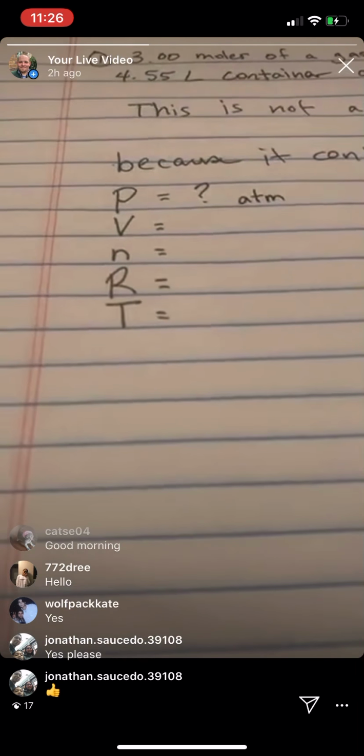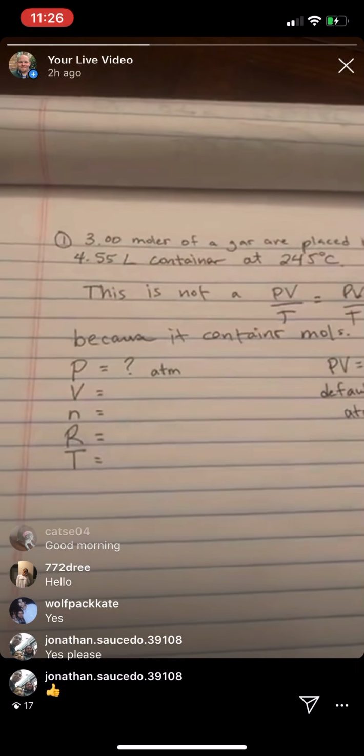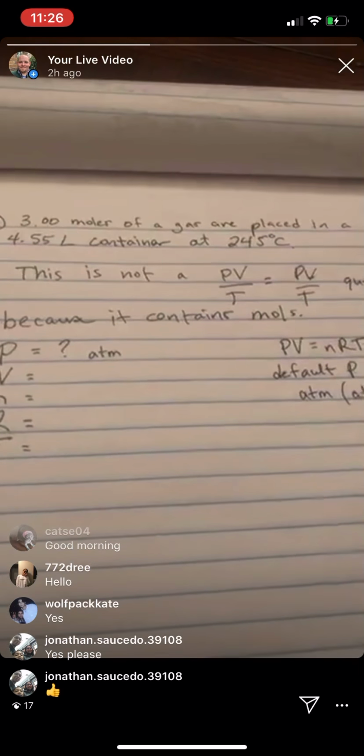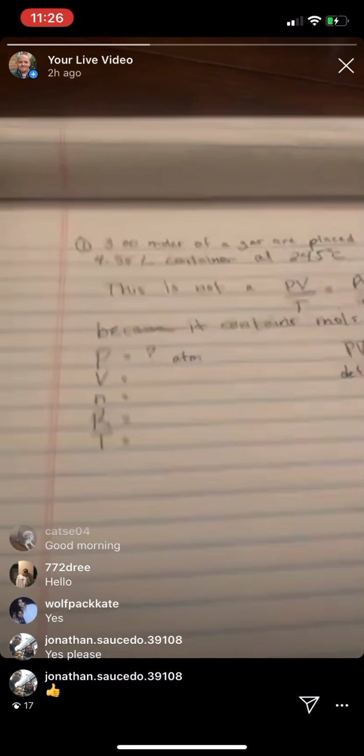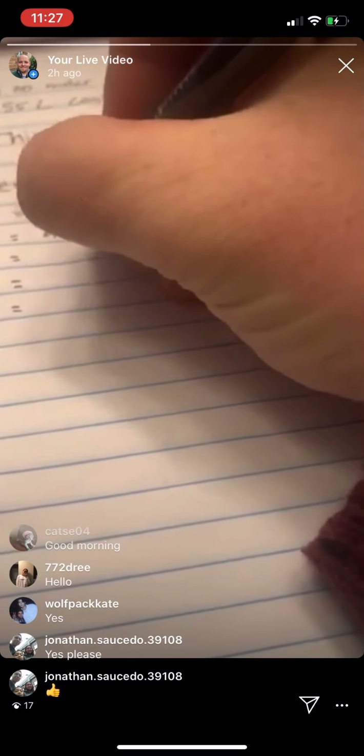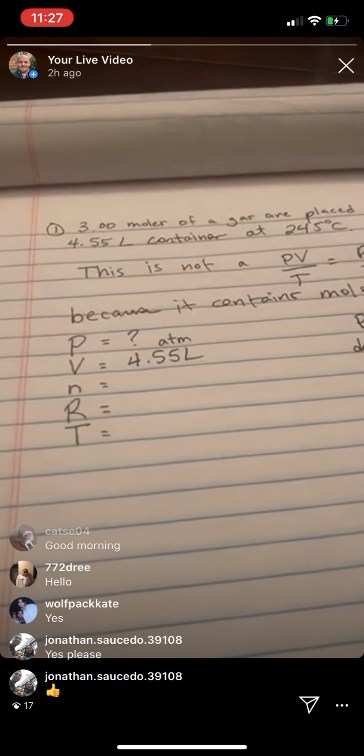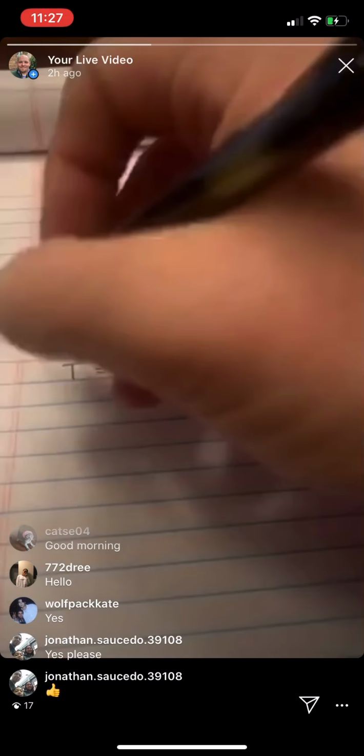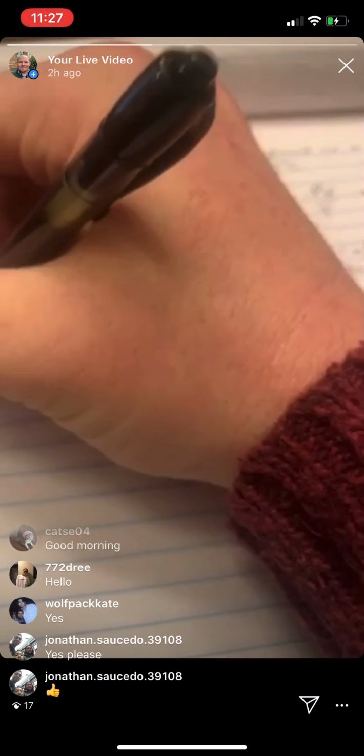Okay. So, what is the volume? Well, it says 3 moles of a gas are placed into a 4.55 liter container. The 4.55 liter, that's going to be your volume. Your N value is your mole quantity. So remember, this is the moles, right? That's the moles. And it says right there that it's 3 moles.